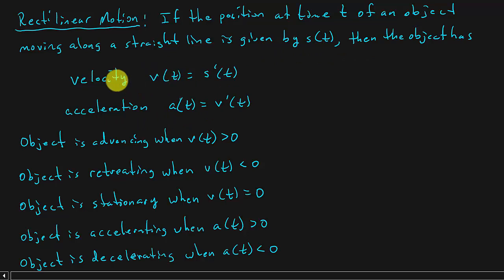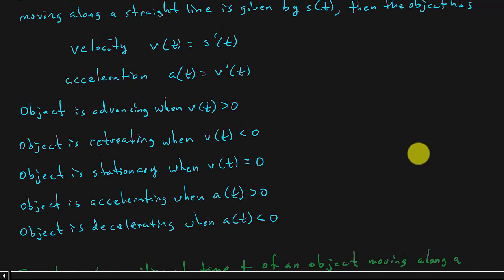Okay, velocity is change in position. Acceleration is the change in velocity. And keep this in mind: an object is advancing when the velocity is positive, it's retreating when the velocity is negative, and it's stationary when the velocity is 0. And an object is accelerating when the acceleration is positive and decelerating when the acceleration is negative.